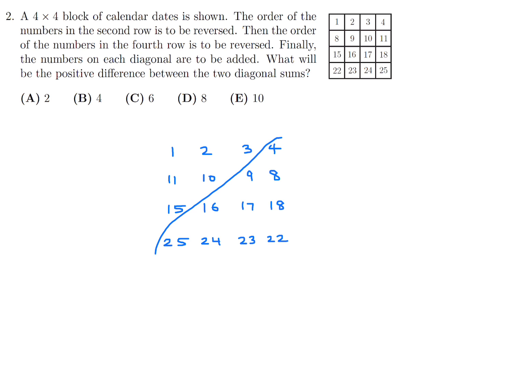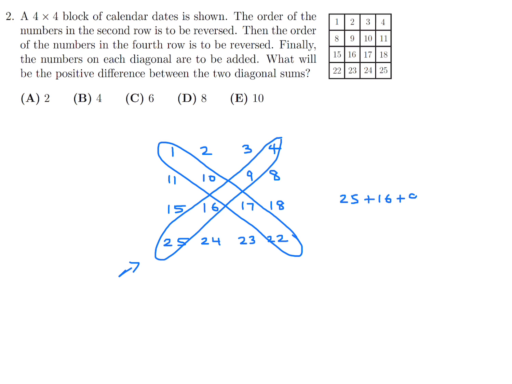And now we've got to take the numbers in each diagonal and get the positive difference, right? So this diagonal, the sum is 25 plus 16 plus 9 plus 4. And we have to subtract from that this diagonal. And that sum is 22 plus 17 plus 10 plus 1. And if you do that, let's see, we got 3 minus 1 plus 3. That's 6 minus 2, which is 4. So number 2, the answer is B.